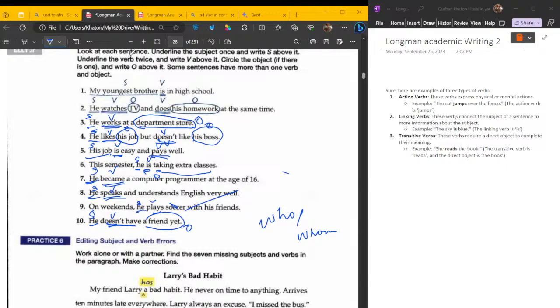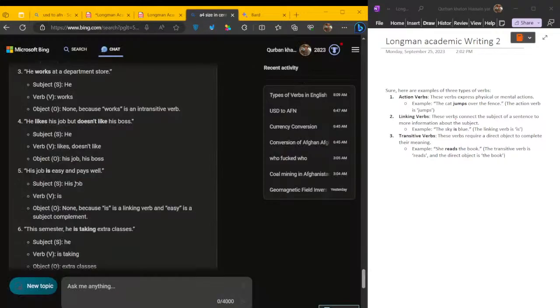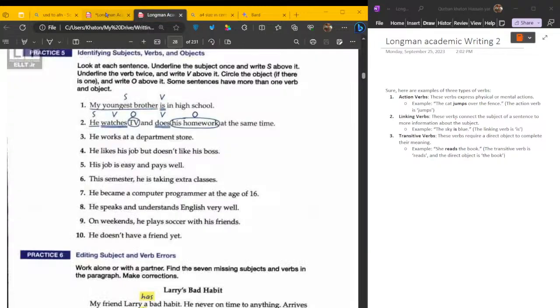Now see the fifth one. The two verbs are correct. What about the fifth one? His job is easy and pays well. Okay, so for easy, there is no object because it is a linking verb, and easy is a subject complement. So it is a complement rather.